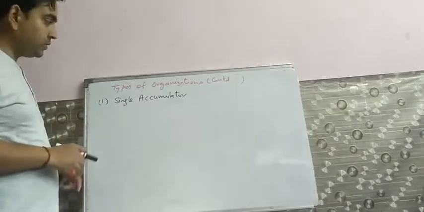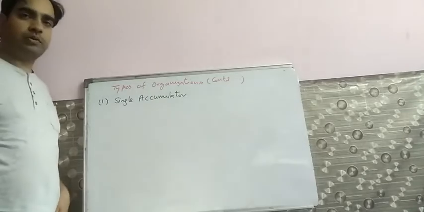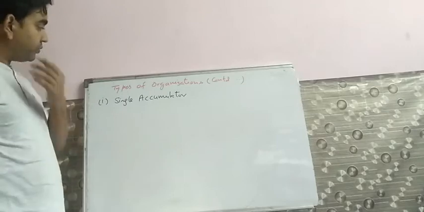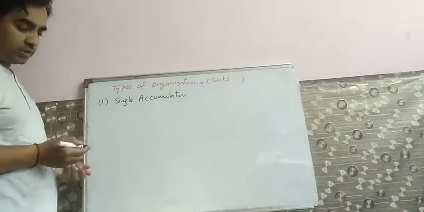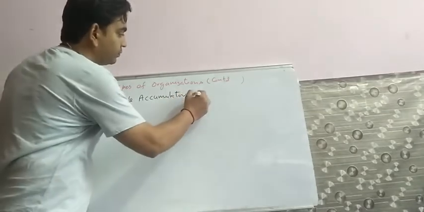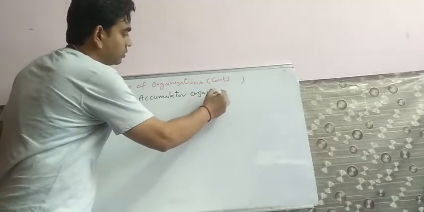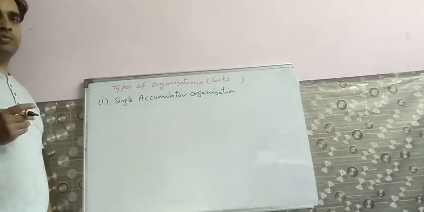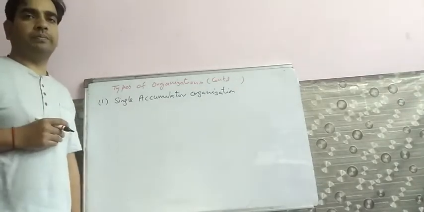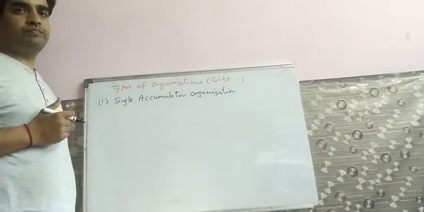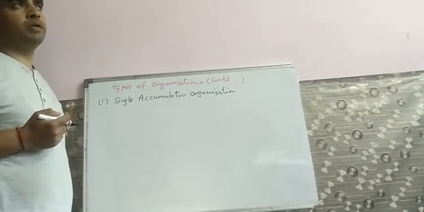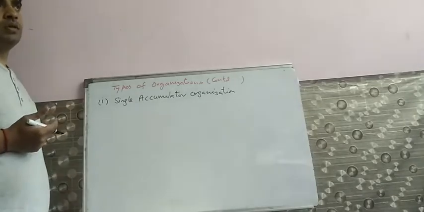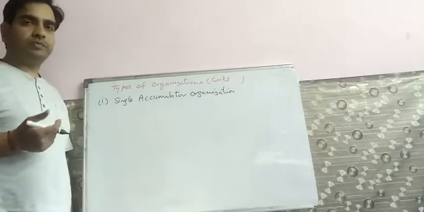Last lecture we talked about the types of organizations. Continuing on that, now we come to single accumulator organization. This type of CPU organization was used back when the CPU was much simpler and computers were in the evolving phase of their designs.